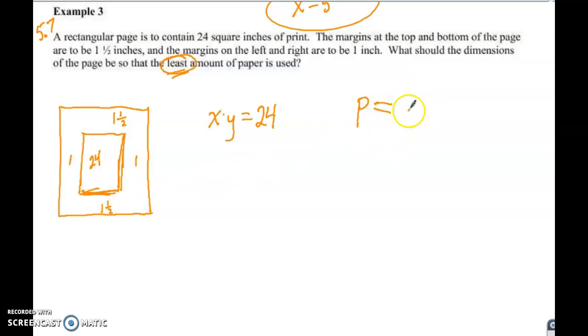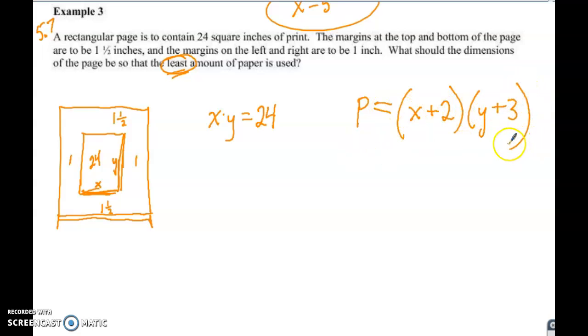The paper would be, well, the X length, if I call this side X, all the way across we have to add 1 plus 1, so X plus 2. And if I call this Y, adding 1.5 and 1.5, we have Y plus 3. So we have too many unknowns if I wanted to do the derivative, but we can easily fix that by solving for one of these two variables. I don't think it matters which, so solve for Y and you get 24 over X. So the paper is equal to X plus 2 times 24 over X plus 3.